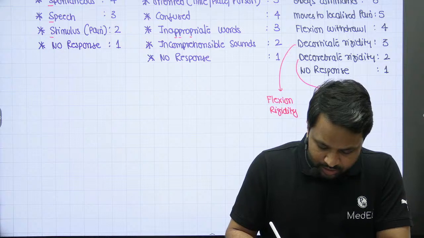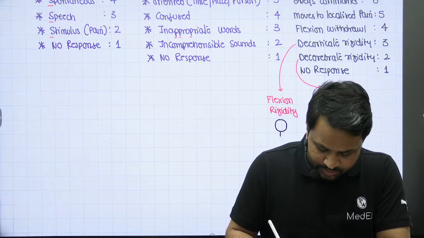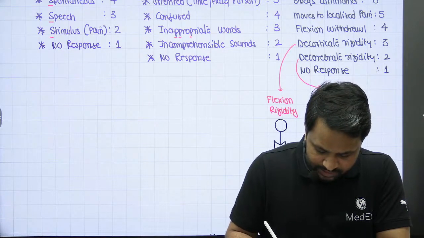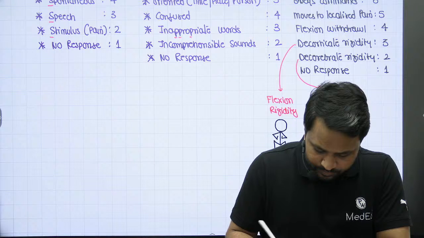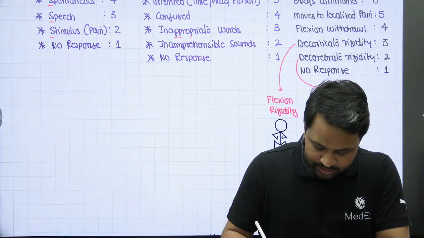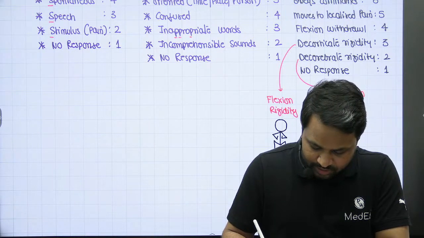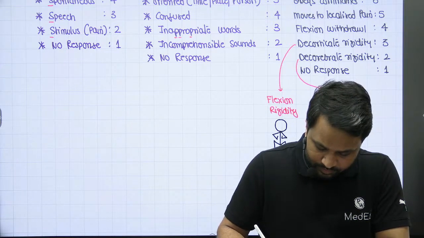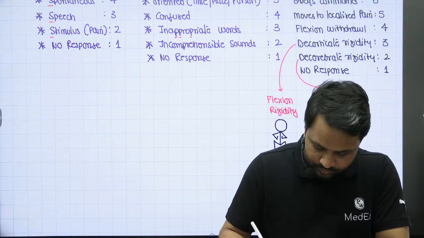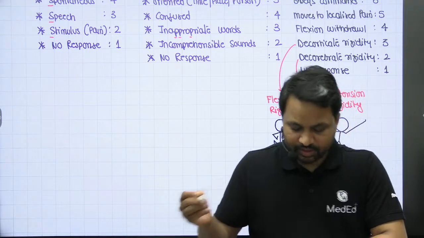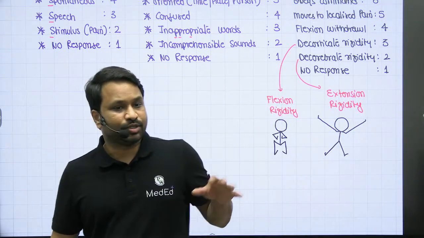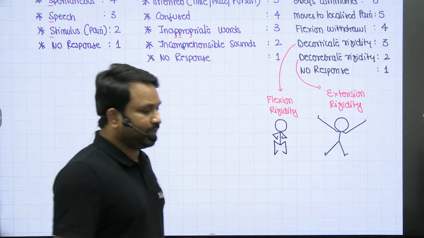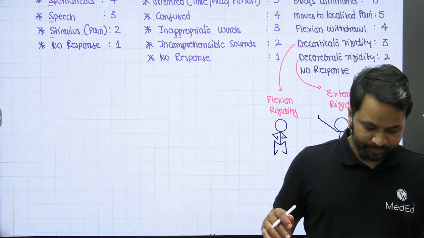So now decorticate rigidity, that is flexion rigidity, you see the patient is completely flexed. In a decerebrate rigidity, the patient is lying down as if he does not care what's happening in the world. So these are extension rigidity. So this is about your decorticate and decerebrate rigidity.